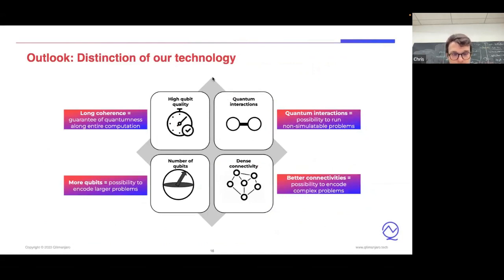So this was basically the basics of annealing so far, and now I want to explain just a little bit on what makes us special. We want high quality single qubits with long coherence times, which doesn't really exist so far. We want quantum interactions, which make the qubits interact in a way which helps us to add more controllability and complexity to the Hamiltonian.